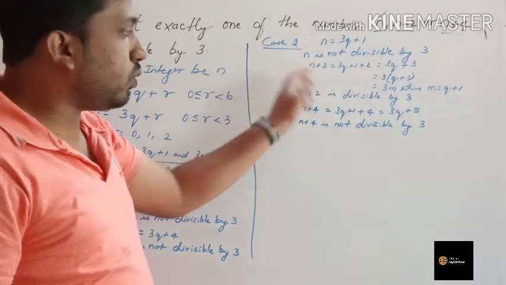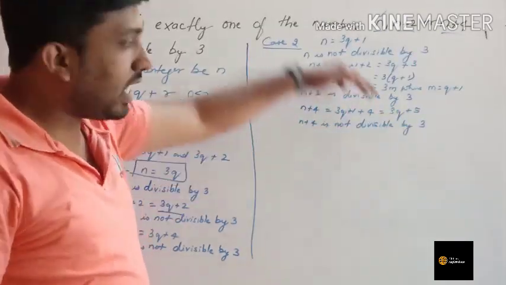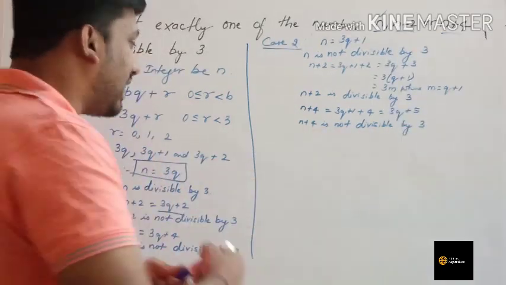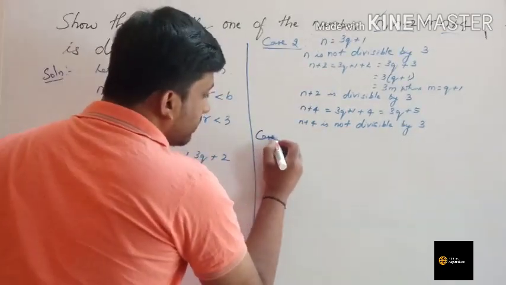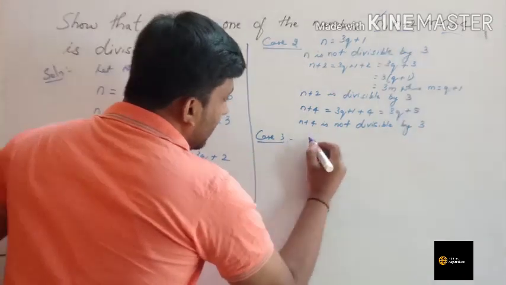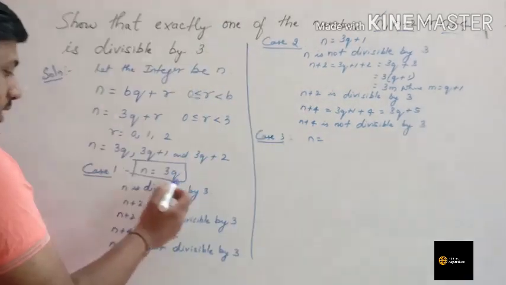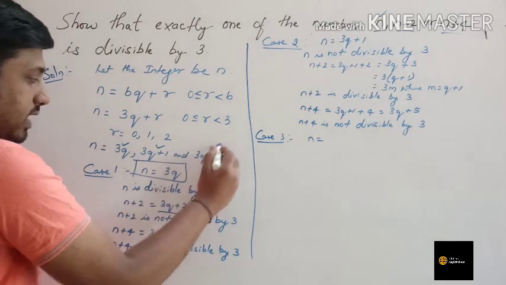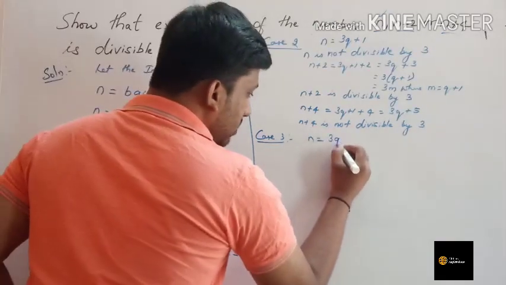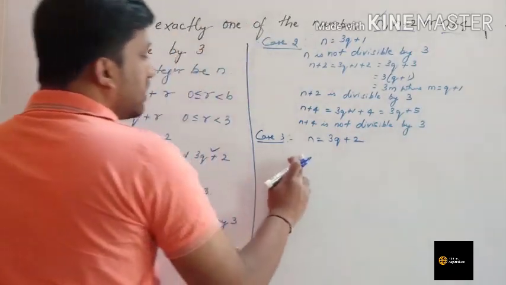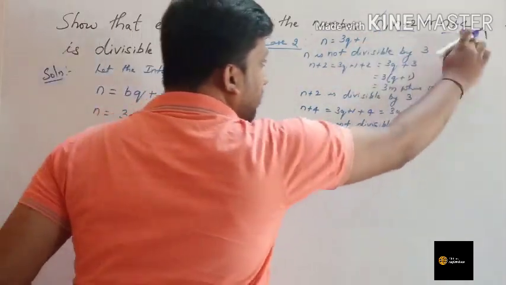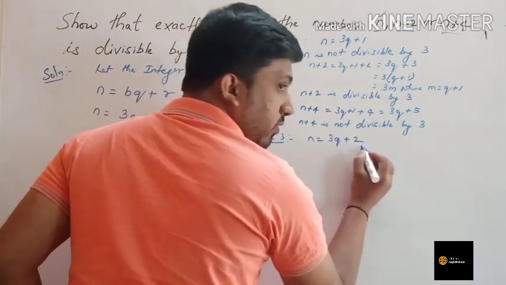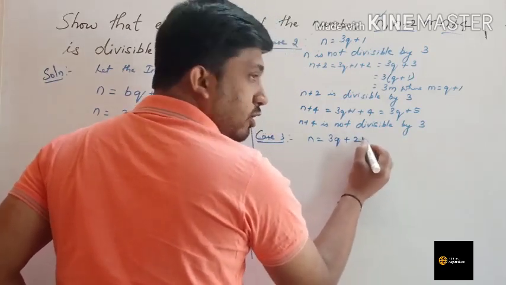Similarly, in case 2, n plus 2 was divisible by 3, and n and n plus 4 were not divisible by 3. Obviously, in case 3, if we consider n equal to 3q plus 2, the first case is finished, the second case is finished, and this is the third case I am going to take, that is 3q plus 2. So similarly, n is equal to 3q plus 2, again this is not going to divide by 3 because we have a remainder 2 here.